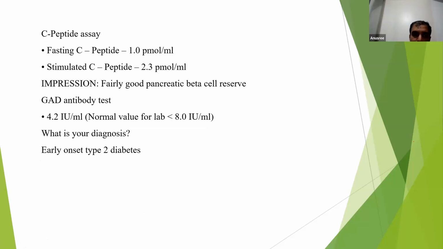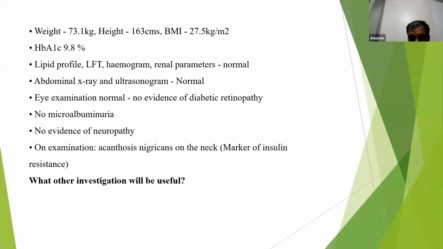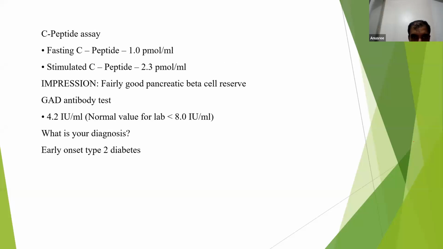So our investigation will be C-peptide, because we are suspecting type 2 diabetes in this patient because of this picture, because there is acanthosis nigricans and features of insulin resistance. And her fasting and stimulated C-peptides are fairly good. So the patient is having good pancreatic beta cell reserve. GAD antibody can be done, but for research purposes. With history and examination, it is almost sure that this is early type 2 diabetes.